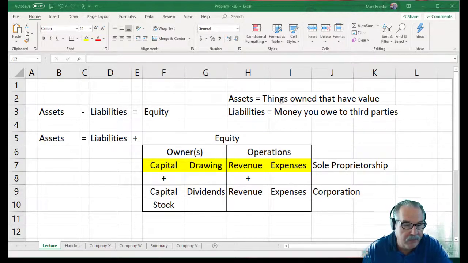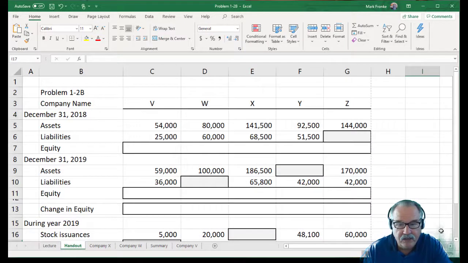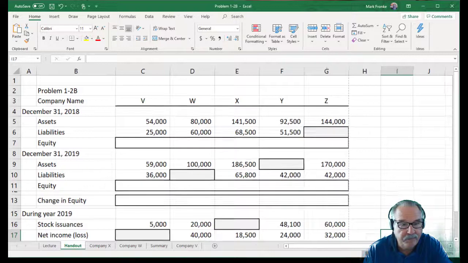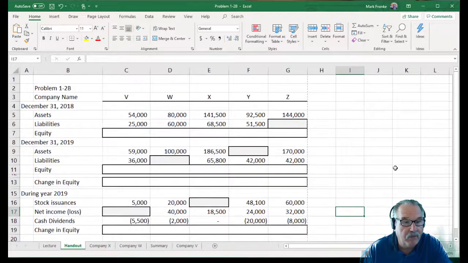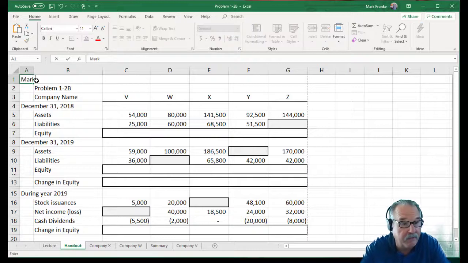So I provided you with a handout that looks like this. For problem 1-2b, first thing I will do is put my name at the top.